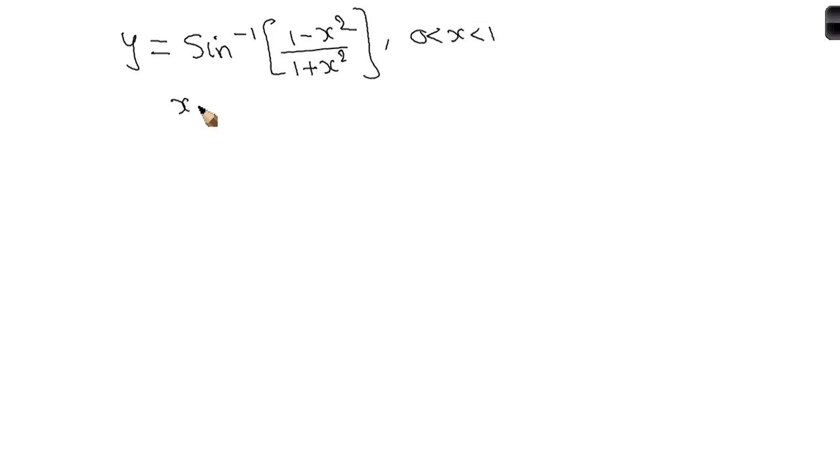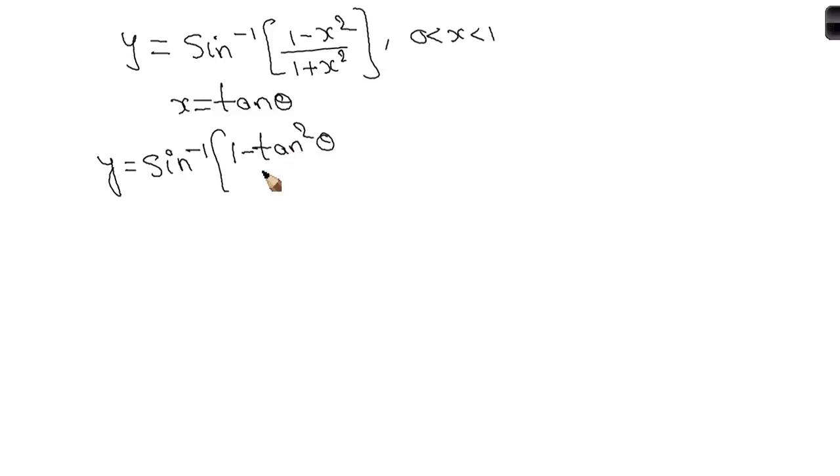For 0 less than x less than 1, take x is equal to tan theta again. So y would become sine inverse of (1 minus tan square theta) by (1 plus tan square theta). What is the formula for (1 minus tan square theta) by (1 plus tan square theta)? It is cos 2 theta.